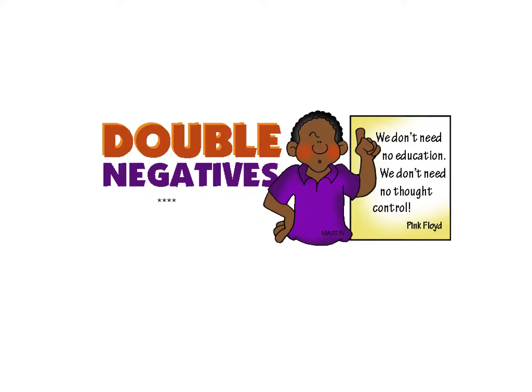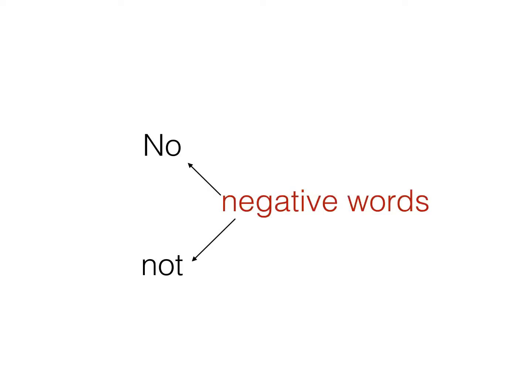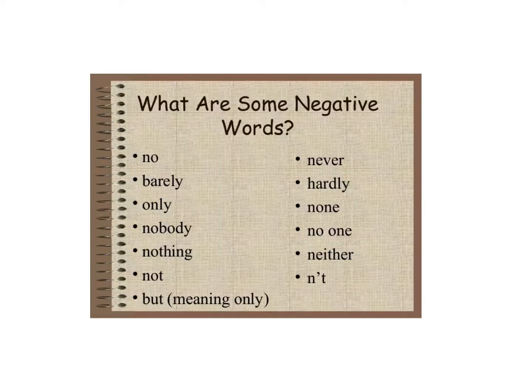Now we have an example here. We don't need no education. We don't need no thought control. So we have the word no, not. What are these words? These are the negative words. Now here is a list of our negative words. We have no, barely, only, nobody, nothing, not, but, only for meaning only, never, hardly, none, no one, neither, not, and apostrophe T, that's also not.